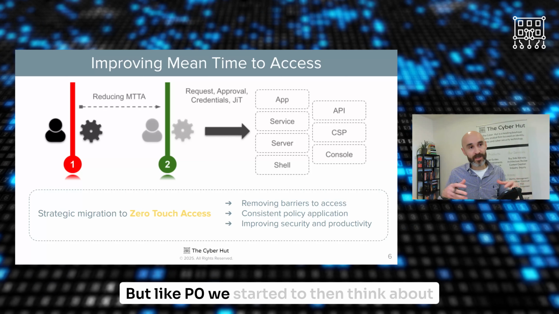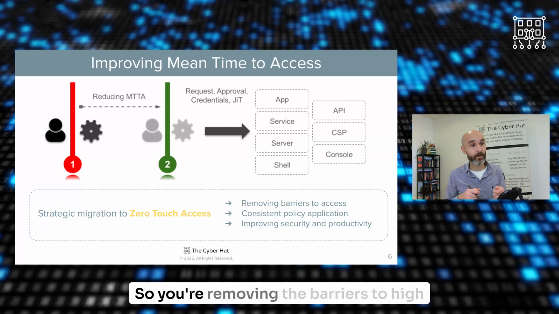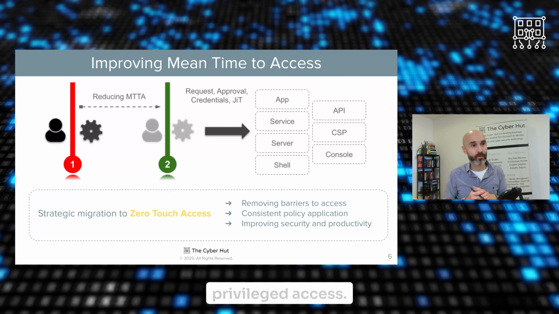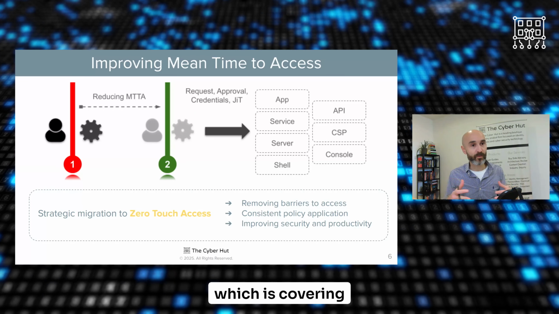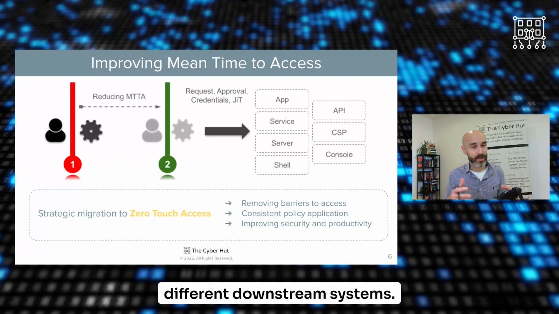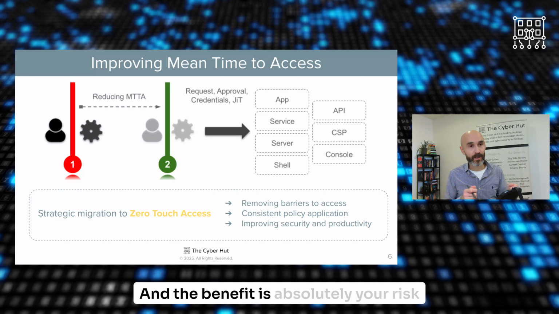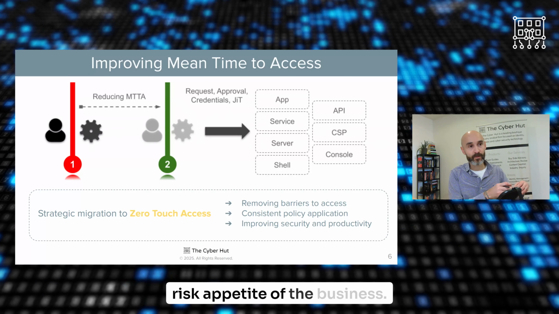The likes of P0 are really starting to then think about this zero touch aspect. So you're removing the barriers to high privileged access. You're having a consistent policy there, which is covering a multitude of protocols, a multitude of different downstream systems. And the benefit is absolutely your risk profile becomes more acutely in tune with the risk appetite of the business. It's more dynamic or more responsive.